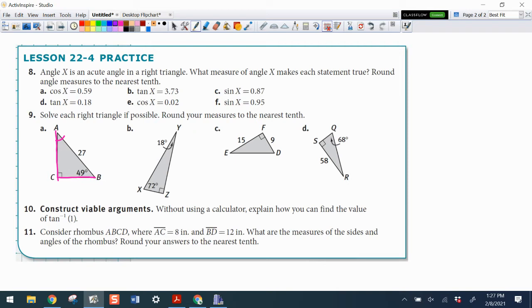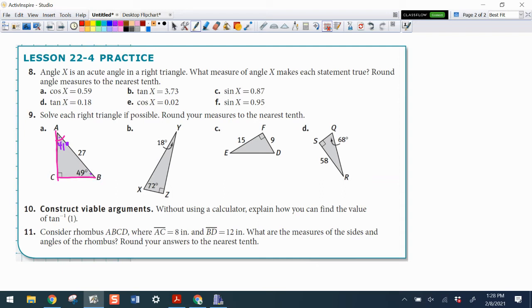So we know that angle B and angle A have to be complementary angles. So what can I add to 49 degrees to give me 90 degrees? Hopefully you said 41 degrees. So the measure of angle A has to be 41 degrees. Now, because we only know one side of this right triangle, we definitely can't use the Pythagorean theorem at this point, but maybe further down the line once we find another side.